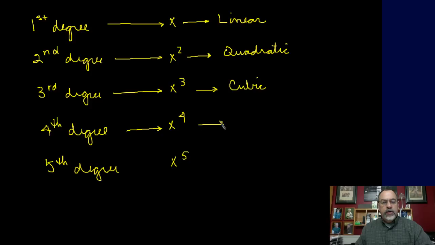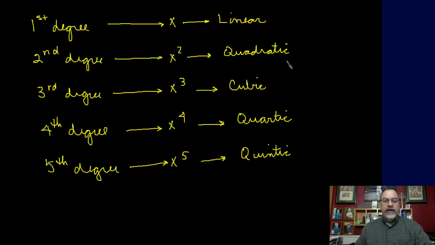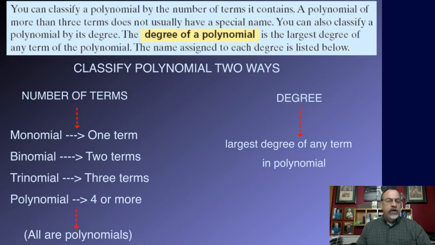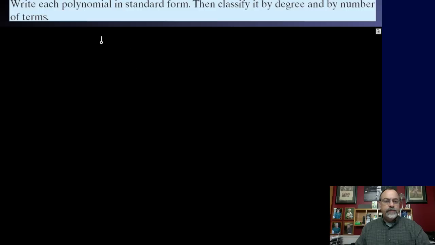A fourth degree polynomial is called a quartic, like a quartet, quartic. And then if we have a fifth degree polynomial, we're going to use the word quintic, quintic meaning 5. All right, so linear for a first degree, quadratic for a second degree, cubic for a third degree, quartic for a fourth degree, and then quintic for a fifth degree when we're classifying these polynomials. Okay, so now that we know how to classify it by its number of terms and by its degree, let's go ahead and do an example.